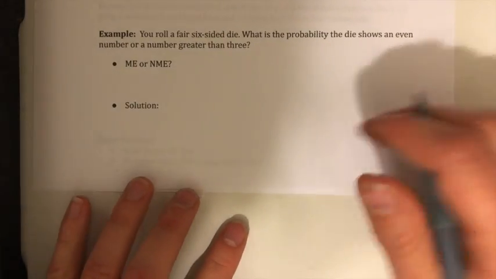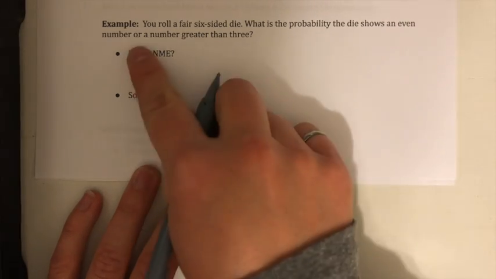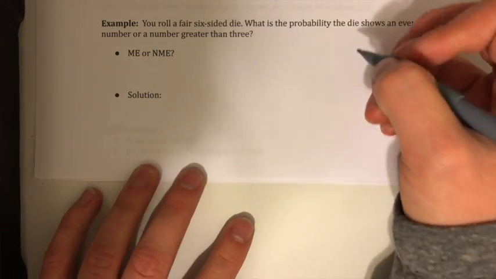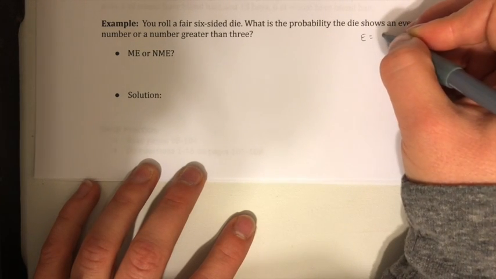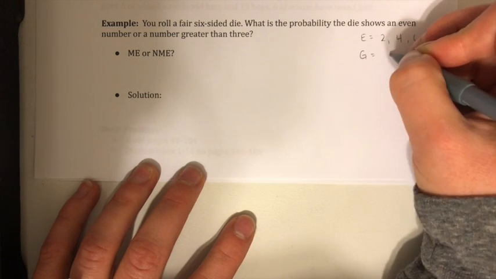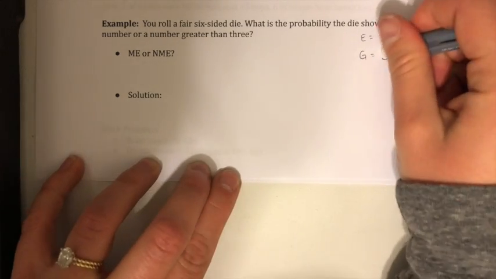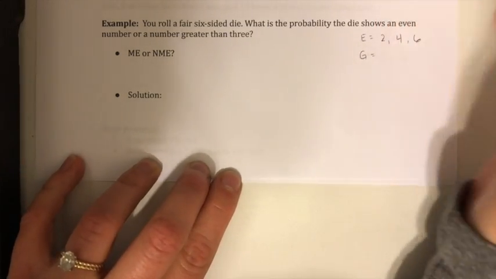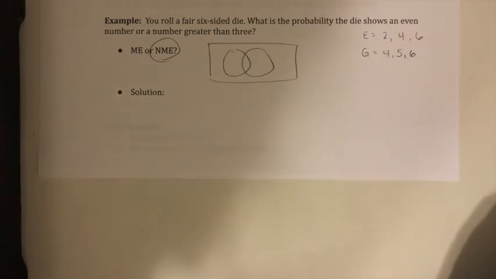Okay. Another example, you roll a fair 6-sided die. What is the probability that the die shows an even number or a number greater than 3? Okay, so again, even would be 2, 4, or 6. Greater than 3 would be 3, 4, or sorry, 3 is not greater than 3. That would be 4, 5, or 6. Okay, so these are non-mutually exclusive, right? We have some overlap there.